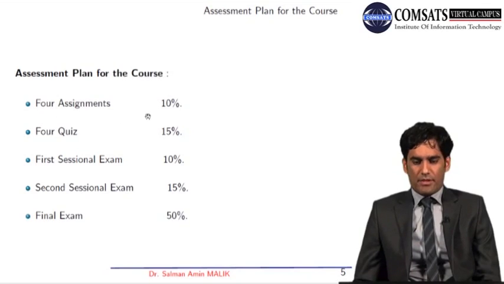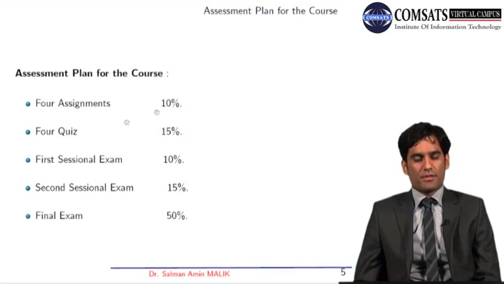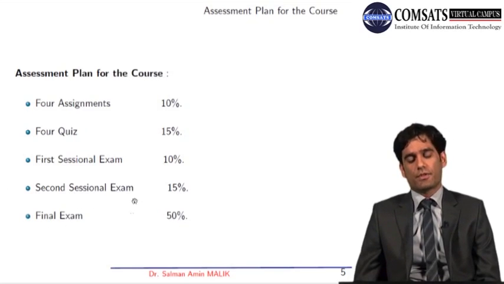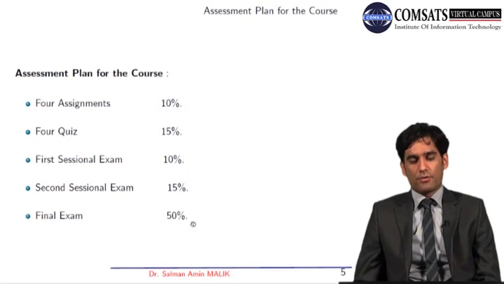So there will be 4 assignments, as I told you earlier, and the weightage of the 4 assignments will be 10%. There will be 4 quizzes and the weightage of the quizzes will be 15%. The first sessional exam, which normally will be after 10 lectures, will have a weightage of 10%. The second sessional exam will have a weightage of 15%, and the final exam will have a weightage of 50%. So it comes out to be a total of 100%. Okay?